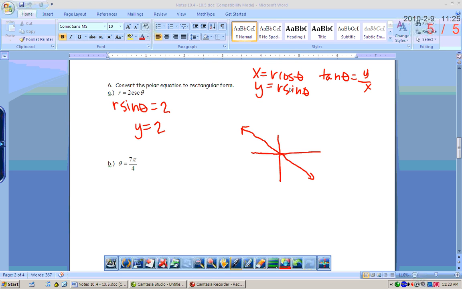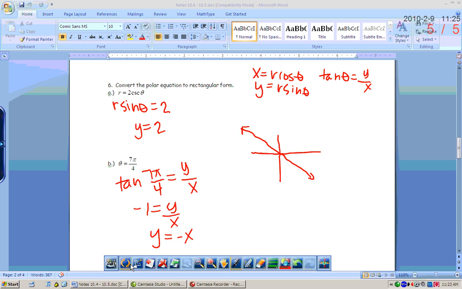All right, so if theta equals 7 pi over 4, I'm trying to get back to y's and x's. So I'm just going to use the fact that tan of theta equals y over x. So the tan of 7 pi over 4 equals y over x. And I have the ability to find the tangent of 7 pi over 4. It would be negative 1. If you cross multiply, you get y equals negative x, which kind of makes sense.